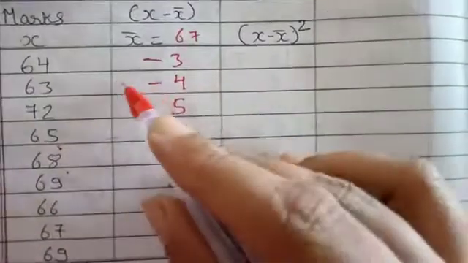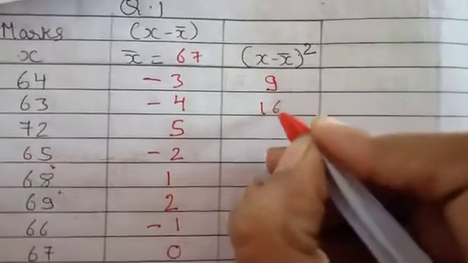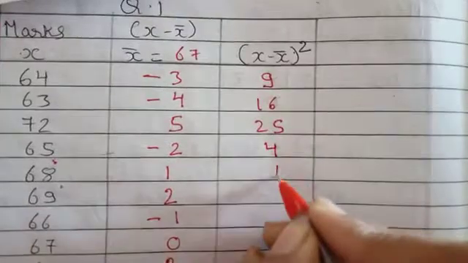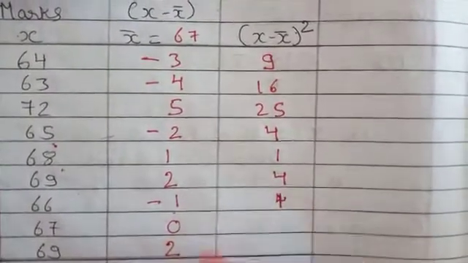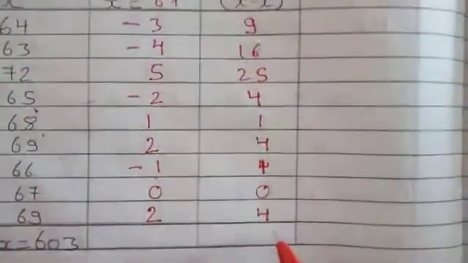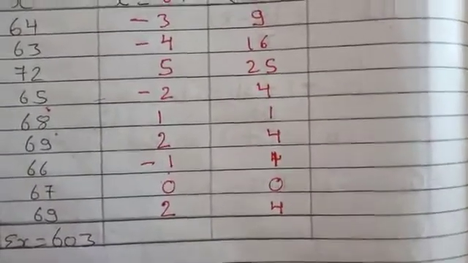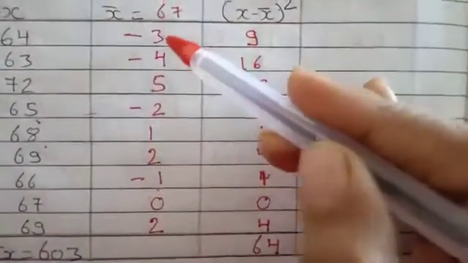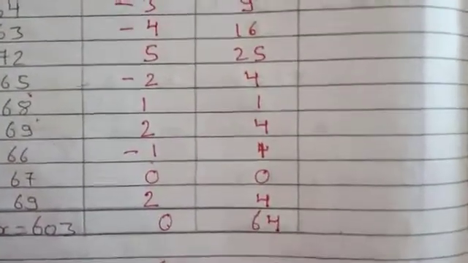Now we will find out the square of this x minus x bar. So minus 3 square is 9. Minus 4 square is 16. 5 square is 25. Minus 2 square is 4. 1 square is 1. 2 square is 4. Minus 1 square is 1. 0 square is 0, and again 2 square is 4. Now I have to do the total of this column. So I will get sigma (x minus x bar) square as 64, and in the previous column, all negative plus positive values will give you 0.